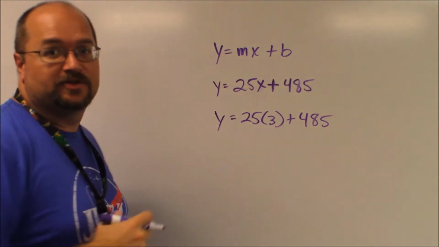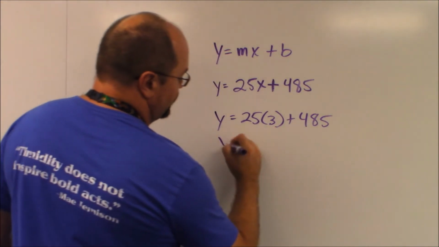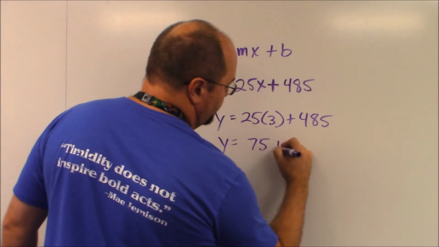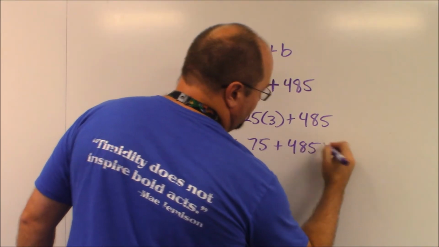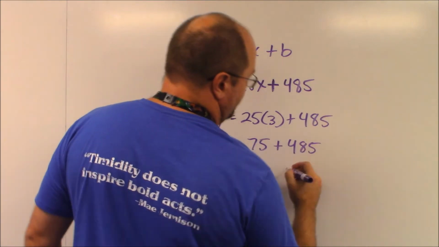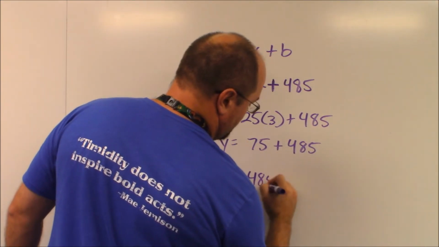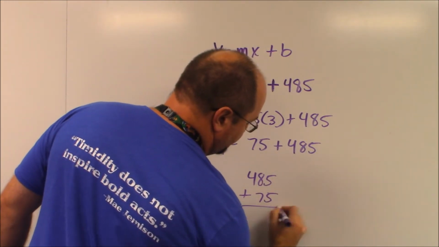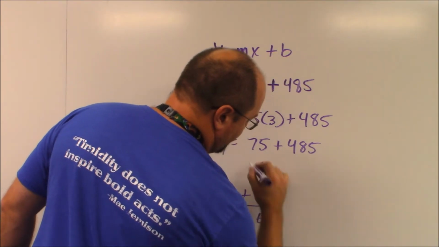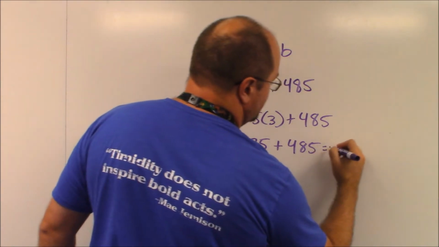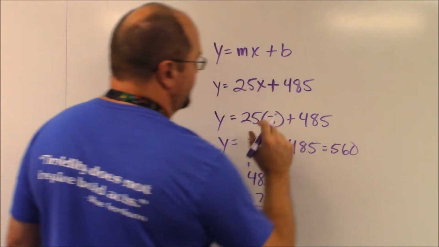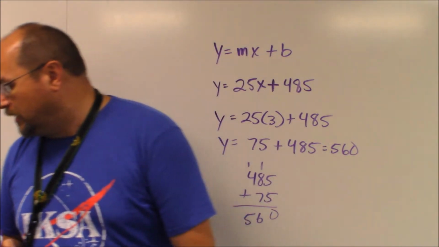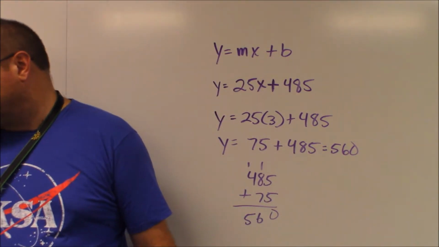So 25 times 3 is 75. So we get y equals 75 plus 485. And then we're just left with 485 plus 75, which gives us 560. So when x is 3, y is 560, and that leaves us answer choice H.